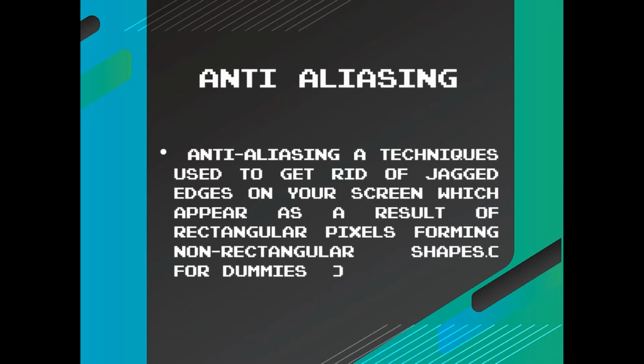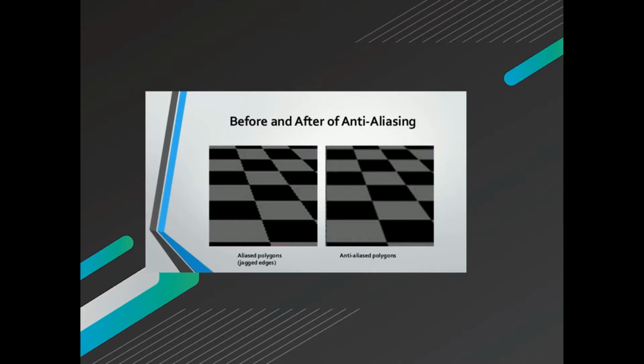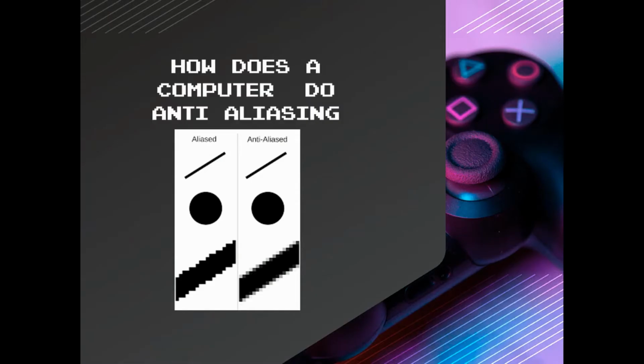Now let's also take a look at this picture. It's before and after anti-aliasing. As you can see right here, there are a lot of jaggy edges, and here it's much smoother and feels good. So how does a computer do anti-aliasing? There are some more examples of non-aliased and anti-aliased lines. It's a bit more jaggy and less jaggy, as you can see right here. So yeah, thank you.